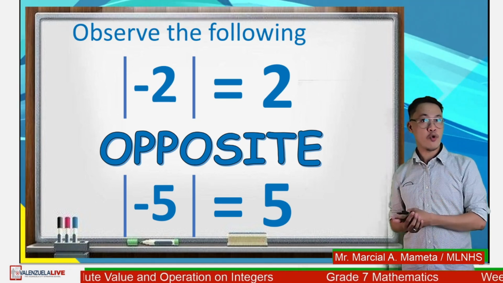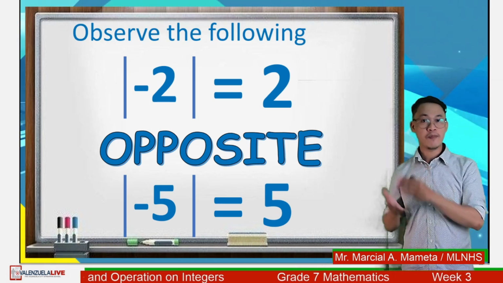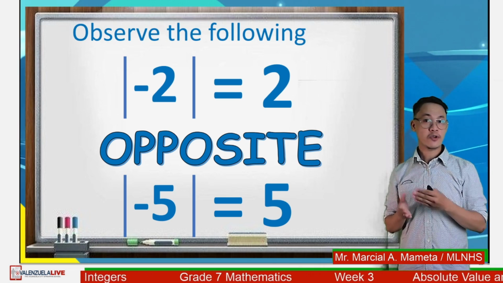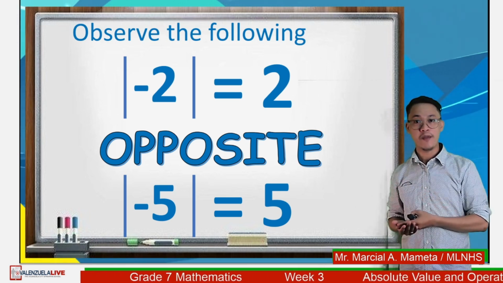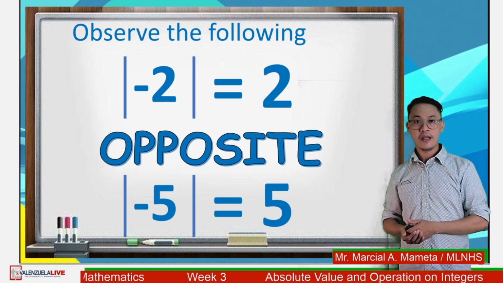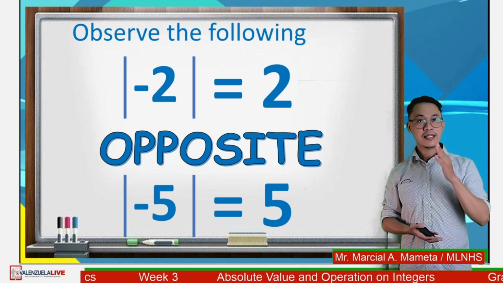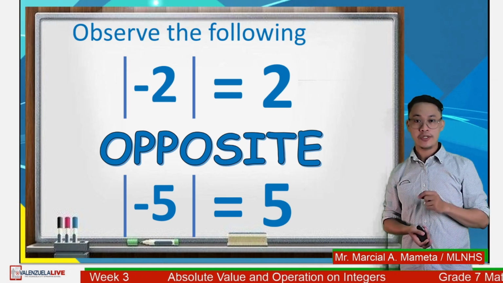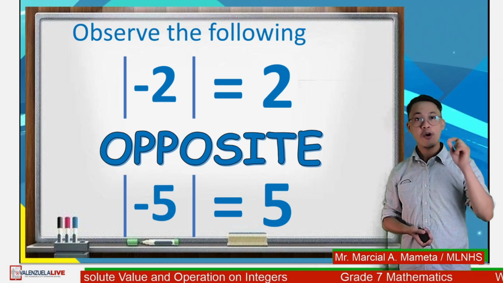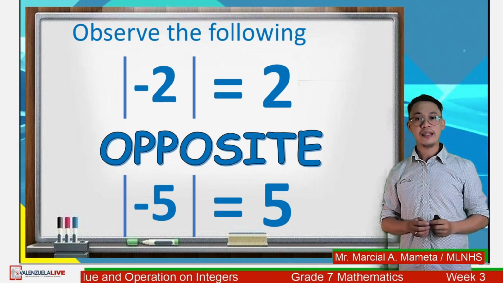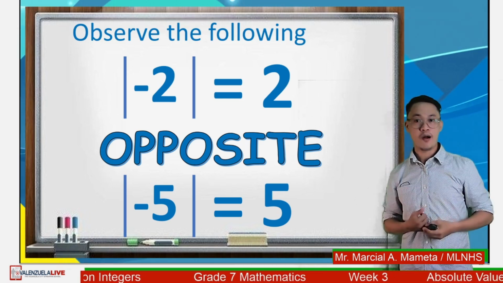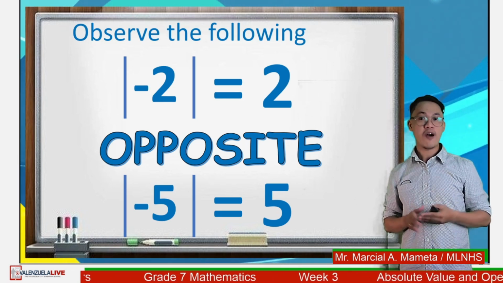Since negative 2 is 2 units away from 0, we write the absolute value of negative 2 is equal to 2. We can also write the absolute value of negative 5 is equal to 5. And also, the absolute value of 5 is equal to 5, since the distances of the numbers negative 5 and 5 from 0 is also 5. Notice that negative 5 and 5 have equal absolute values. So we can call them opposites.